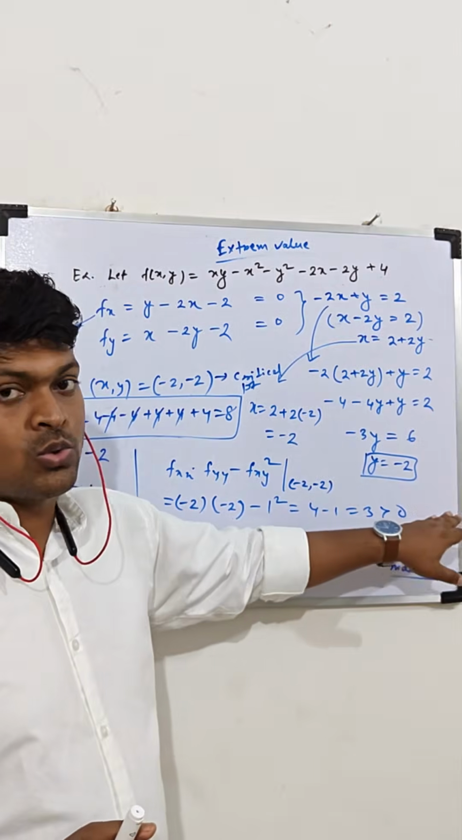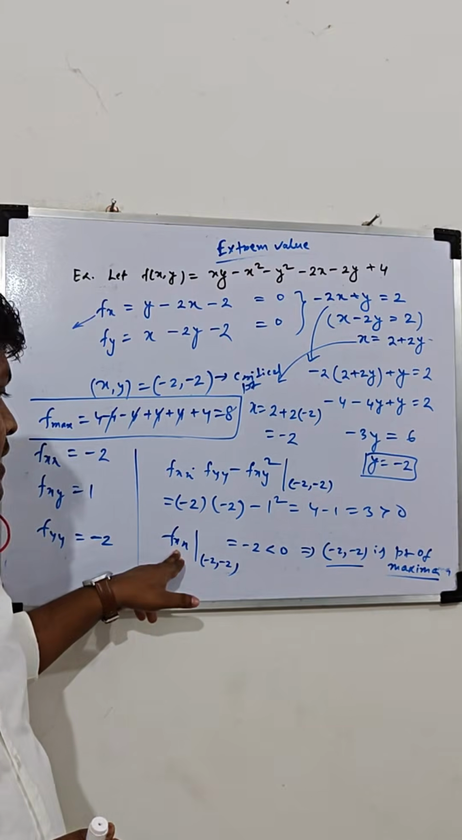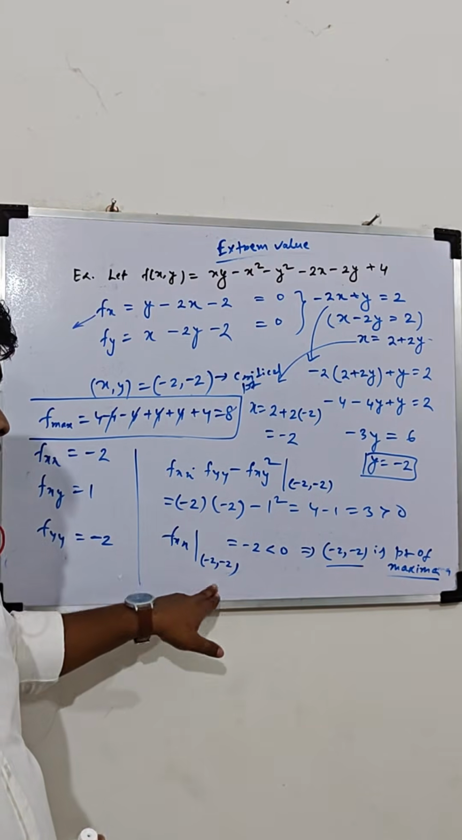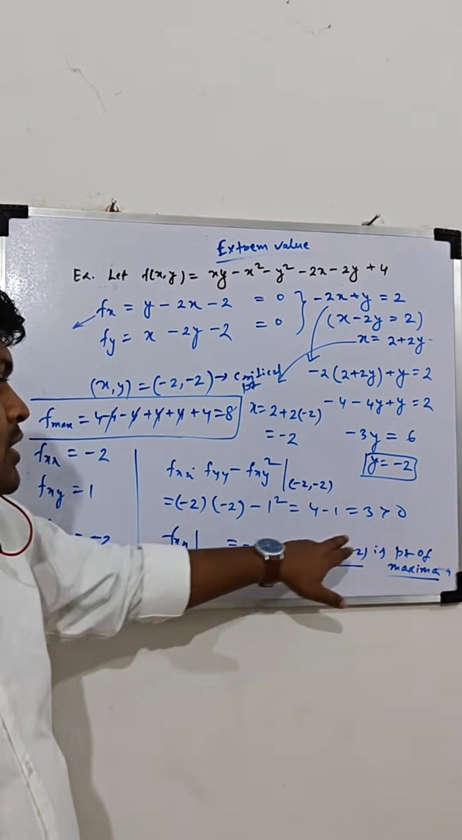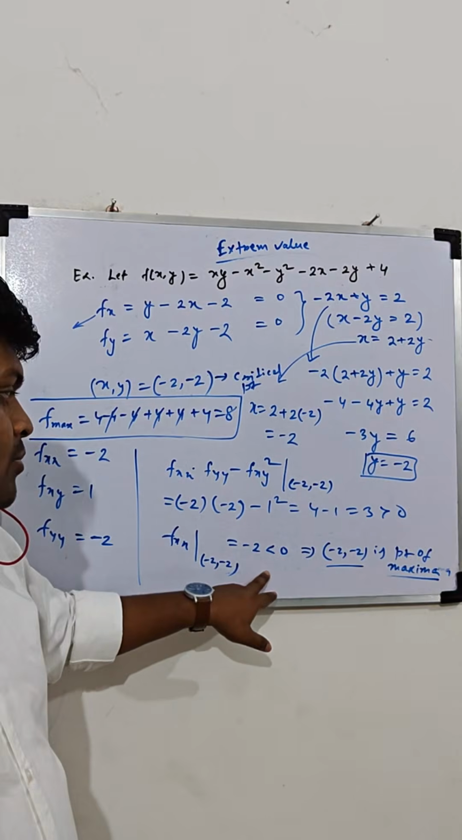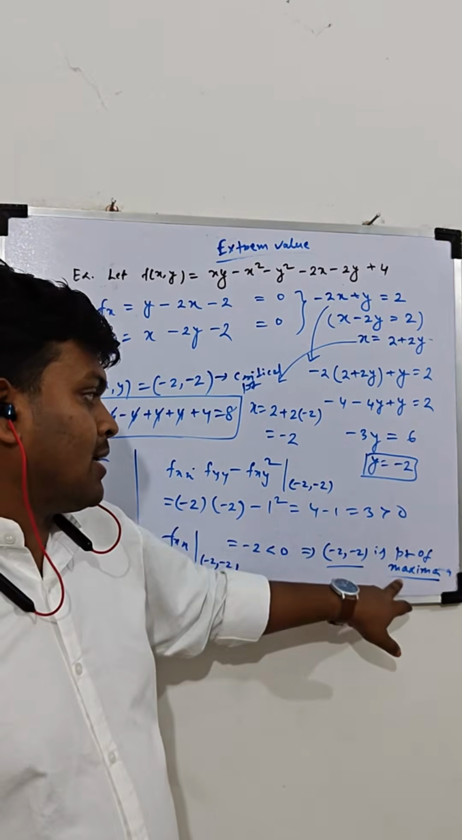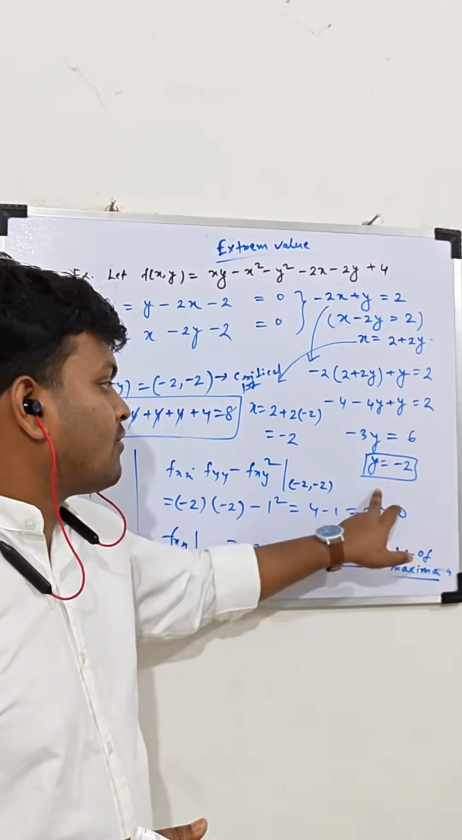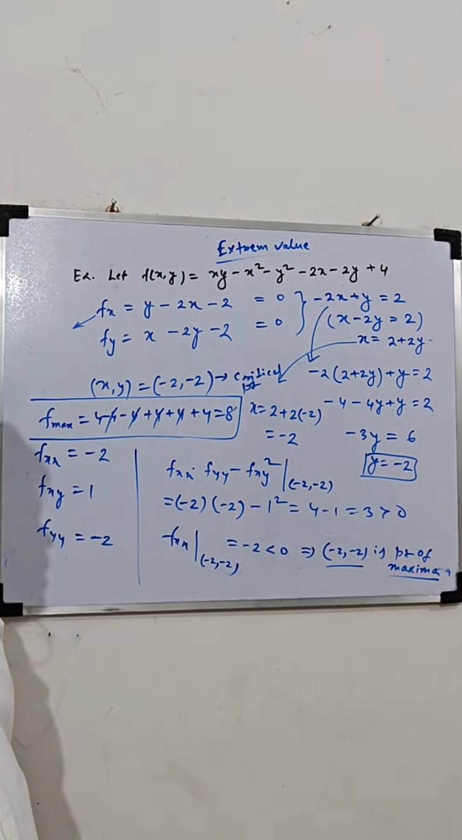So therefore there are two cases. You have to look at fxx at this point. So this is minus 2, which is less than 0. So this is greater than 0 and this is less than 0. So therefore we can say this point is a maximum. If this is greater than 0, then from here you can conclude that this point is a saddle point. Okay?